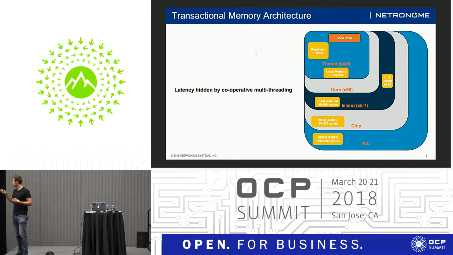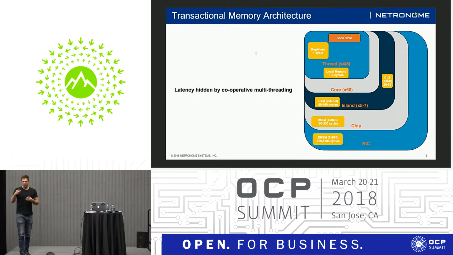This is just to give you a quick example of the transactional memory architecture, which is how the silicon works. You've got a bunch of local memory, and then further out, on the island, which are those ME islands I identified, you've got 2 separate chunks of memory sitting there. Externally, on the IMEM, you've got about 4 to 8 megabytes, times 2 if you have 2 IMEMs, and then you've also got EMEM, which is between 2 and 8 gigabytes.